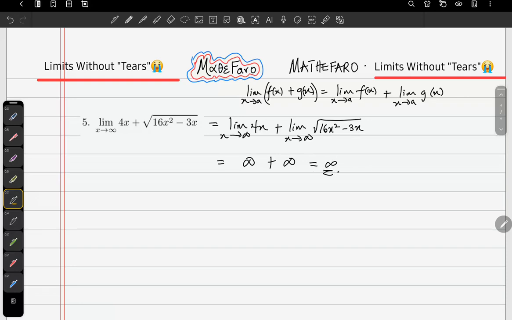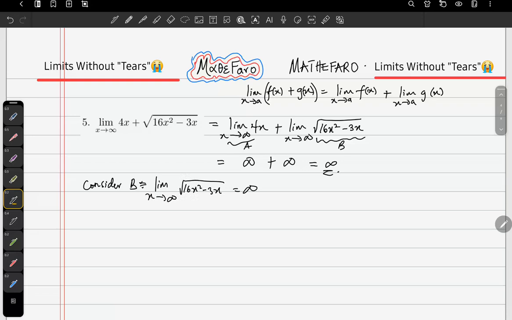We're done. Infinity. Now, in an exam scenario or in a test situation where you have not done this before, it is something that you can quickly do on the side. So if this is A and this is B, you say consider B, which is the limit as x goes to infinity of the square root of 16x squared minus 3x. Then you do what we did in number 3 all over again and make this equal to infinity. That is one way to look at it.